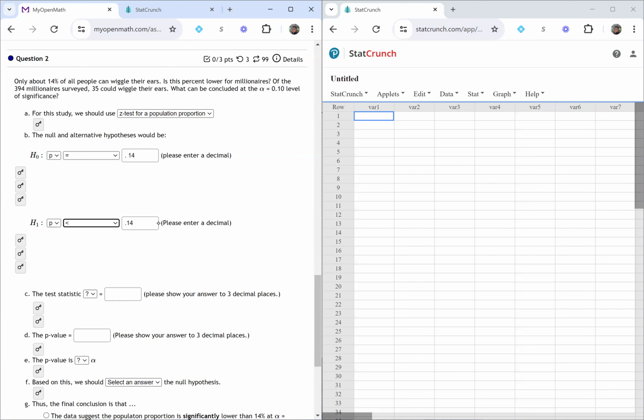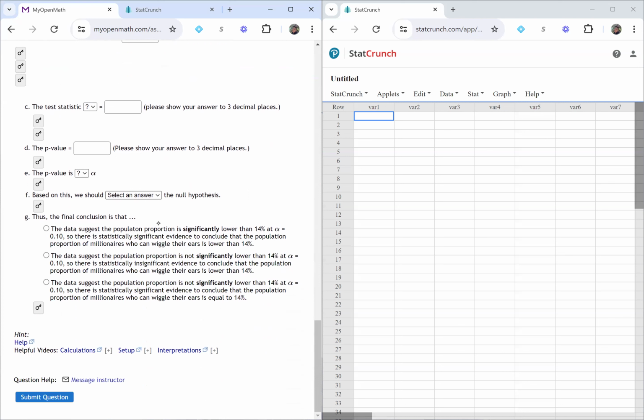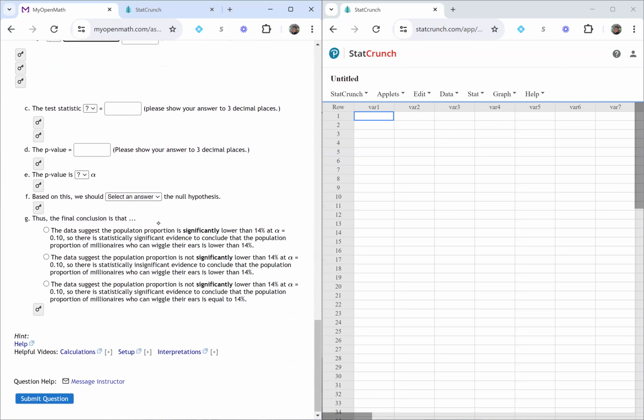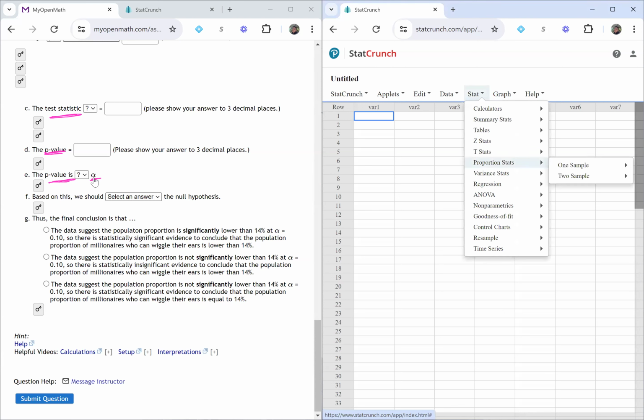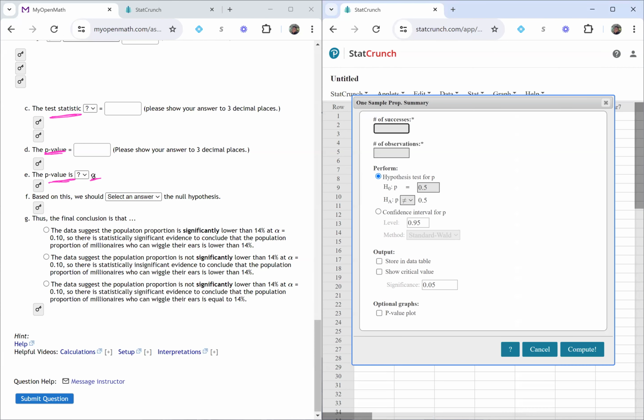And now at this point, we're going to go ahead and hop over to StatCrunch. It says the test statistic and the p-value, so we're looking for the test statistic and the p-value and its comparison to alpha. In StatCrunch, we're going to go to Stat, Proportion Stat, One Sample, and not with data, but with a summary. In this, we have more of a binomial distribution: either you can wiggle your ears or you can't.